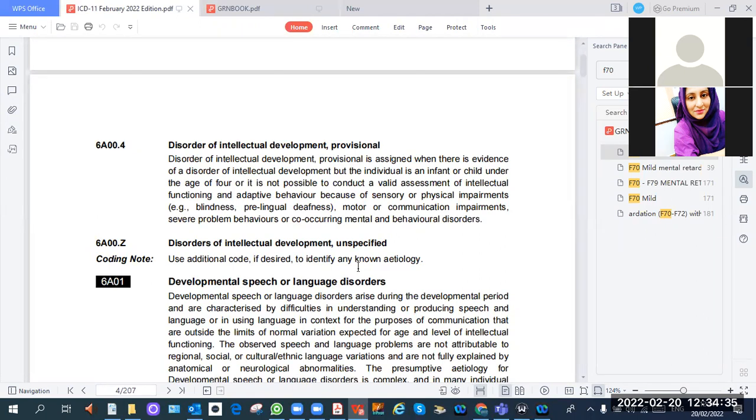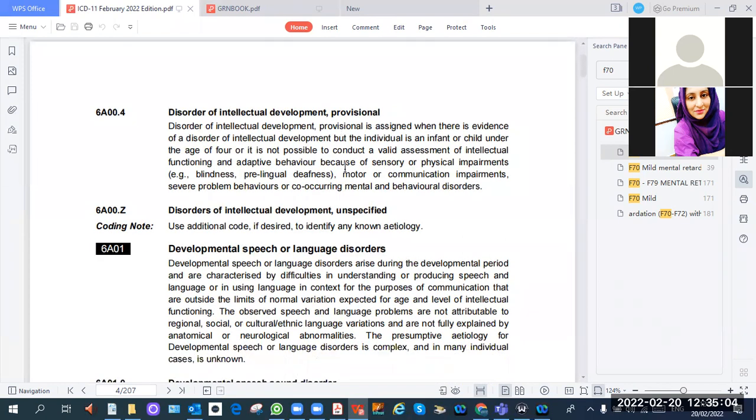Exactly. And usually the diagnosis is made by a neuropsychologist or an educational or clinical psychologist. So they make this diagnosis for you, and they know how to calculate the percentiles. It's their bread and butter. And if you don't have those provisions, then you have this option 6A00.4. You can go with the provisional diagnosis. So you can say it's provisionally mild or provisionally moderate, or intellectual development provisional, until you have the evidence of a final diagnosis.